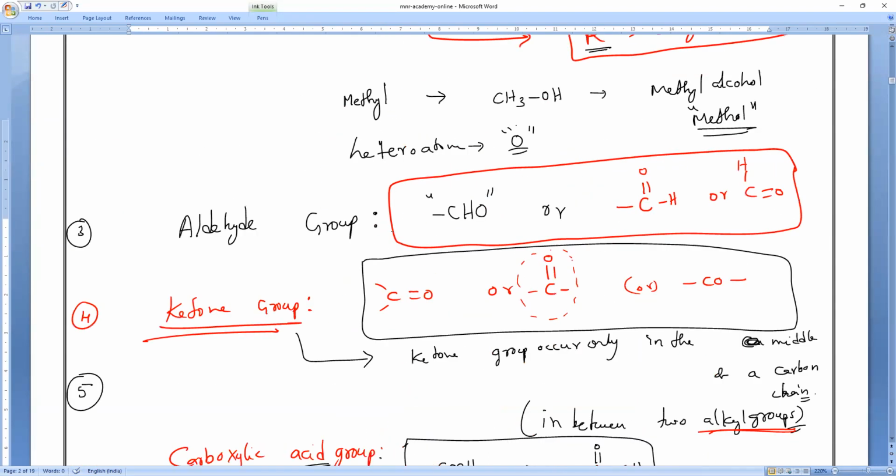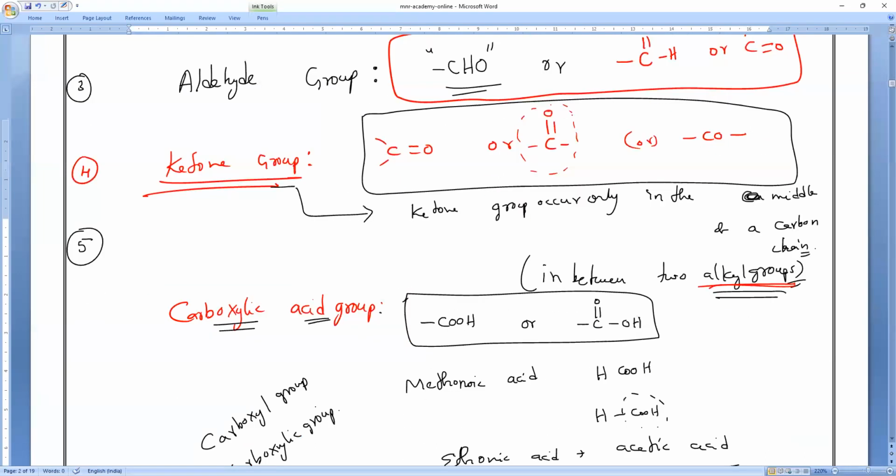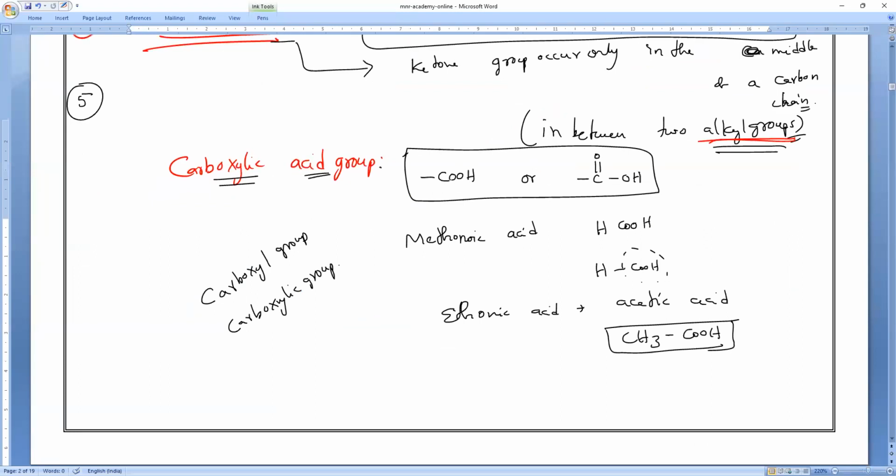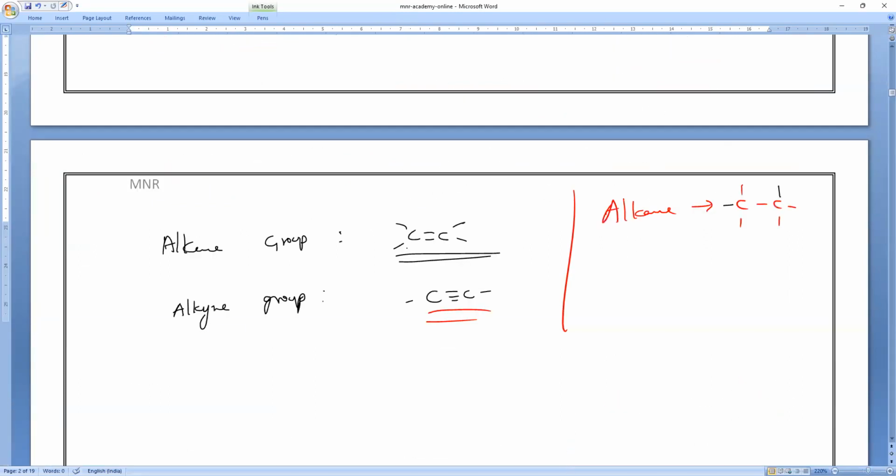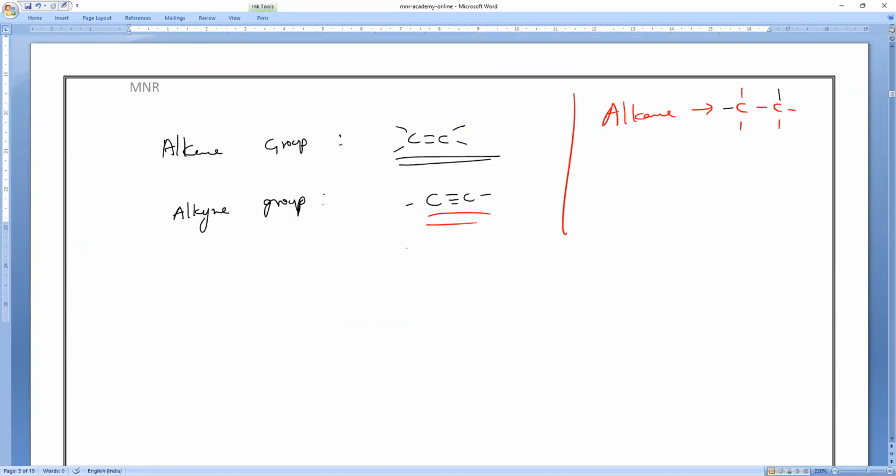Next, the aldehyde group, CHO. Ketone is the most important. Ketone always occurs between what? In the middle of two alkyl groups, in the middle of the carbon. Next, carboxylic acid, COOH. You need to know these functional groups without fail. Otherwise, it is not possible to make it.